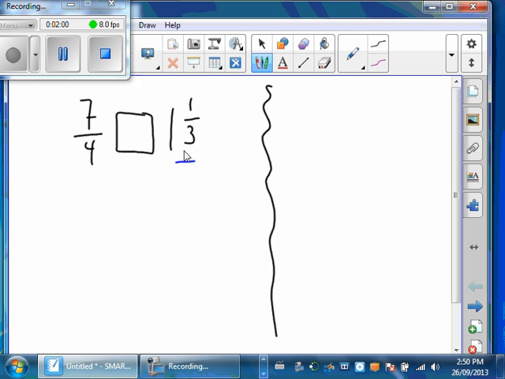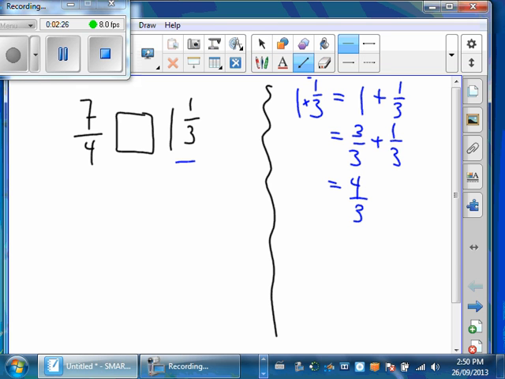We can do that one of two ways. We can say 1 1/3 is the same as 1 plus 1/3, which is the same as 3 over 3 plus 1/3, which is 4/3. Or we could do the shortcut method, which is simply to say 1 times 3 is 3, and then add the numerator, in which case it is 4 over 3.